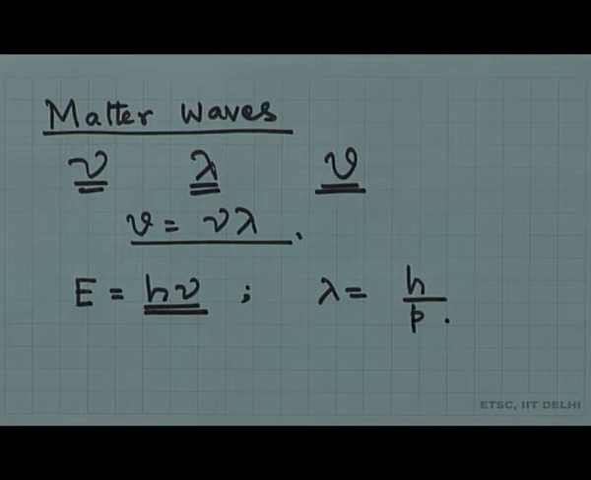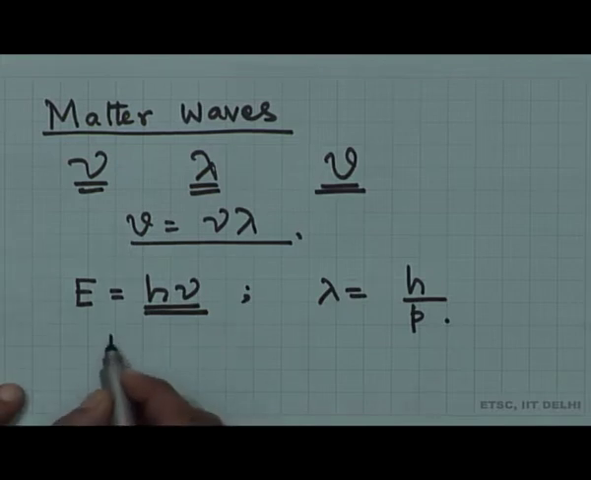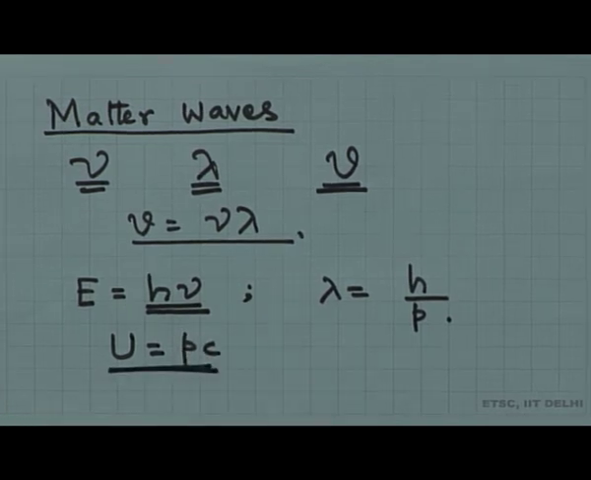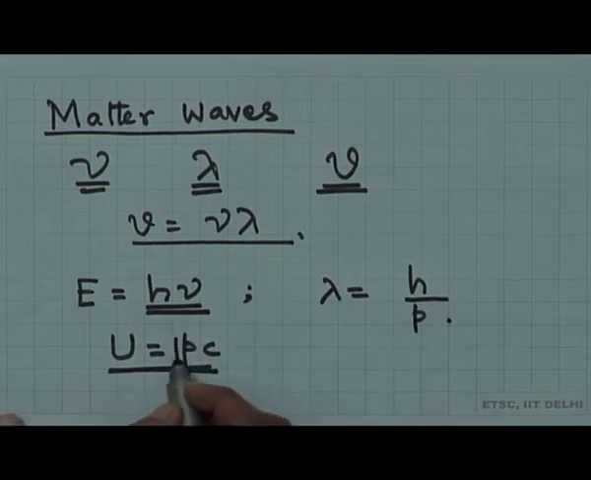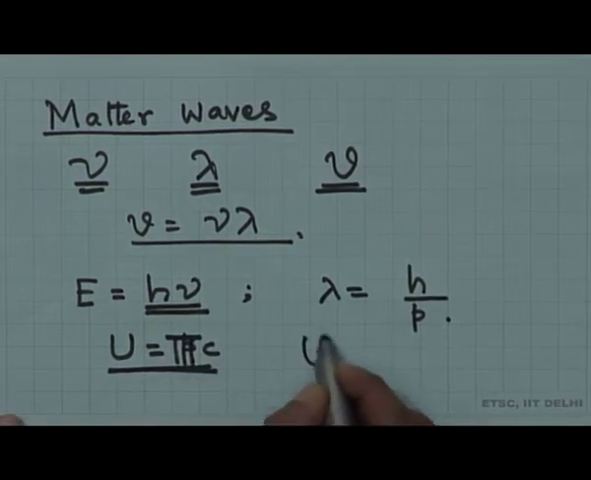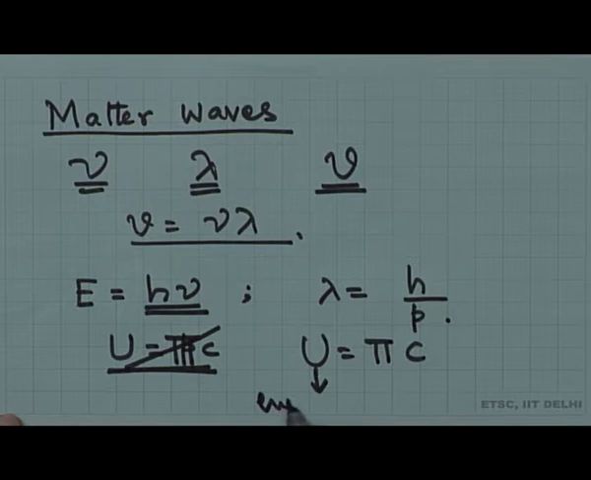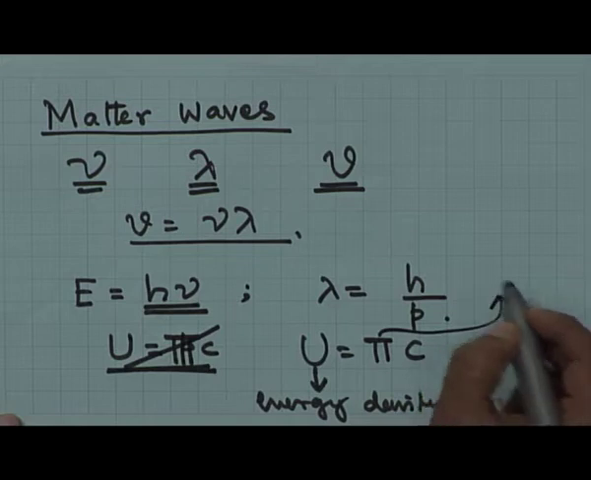Now these relations are quite harmless when we consider light, something I already discussed in my previous lecture. We have a fundamental relation U equals Pc for an electromagnetic wave. Let us say we have a monochromatic plane wave, then it is easy to show that U equals Pc. A better way of representing it is U equals pi c, where U is the energy density and pi is the momentum density.